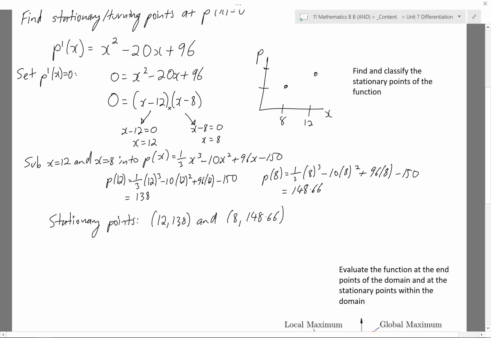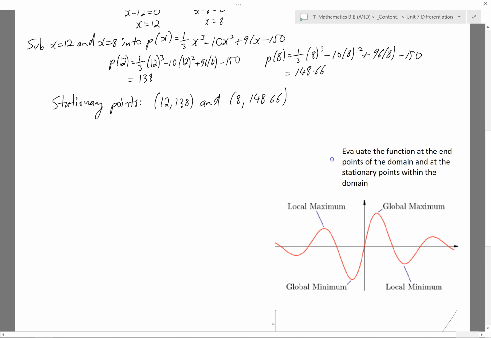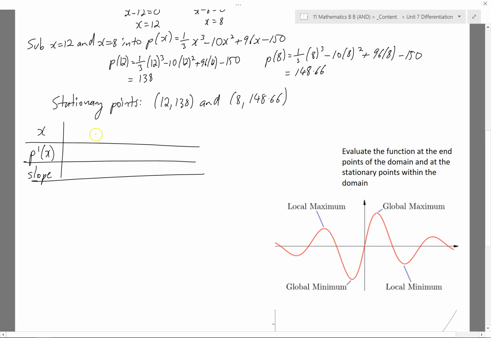Okay, I don't know whether these are minimums or maximums, so I'll need to classify these two. I'm going to classify them using the first derivative test. If you know the second derivative test, you can do that as well. So what I'm looking at is making a little table and looking around these turning points.